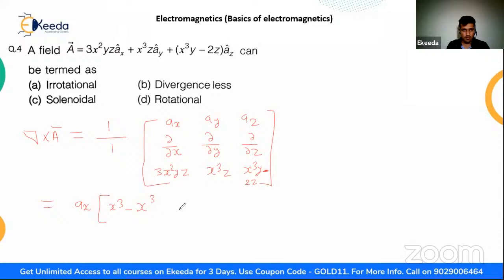Okay, and now the other term will be ay. If you take a plus sign, then you have to do del upon del z of this minus this. If you take minus ay, then you have to do del upon del x of this minus del upon del z of this. If you take plus ay, then you have to do del upon del z of 3x squared yz.